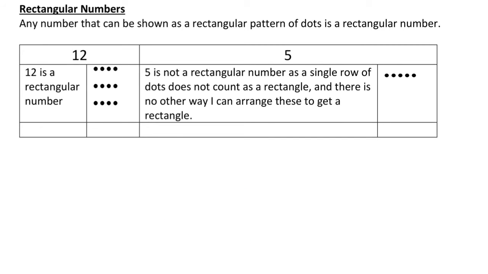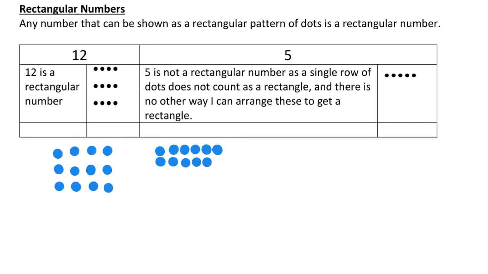Rectangular numbers. So any number that can be shown as a rectangular pattern of dots is a rectangular number. And what we've got is 12. 12 can actually be arranged in a couple of different ways. So what we could have is a 3 by 4 rectangle. So we could form 12 that way. Or you could do it as a 6 by 2 rectangle. And what we're doing is we're just trying to form a rectangle.